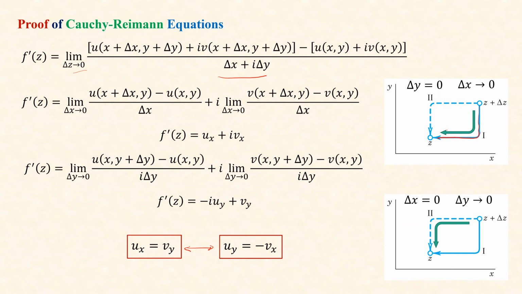In this way, we put delta z equal to 0 first, and then approach z from the right. But in this case, we put delta x equal to 0, we approach z from above. And the limits turn out to be this way and this way. And in order for them to be the same, we have to have these conditions. So that leads us to very good conditions to figure out whether a function is analytic or not.